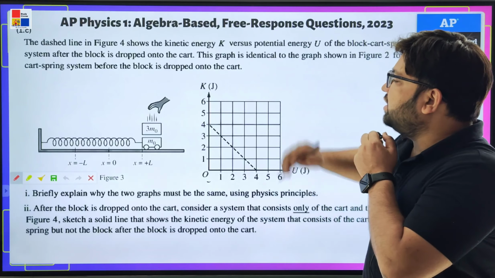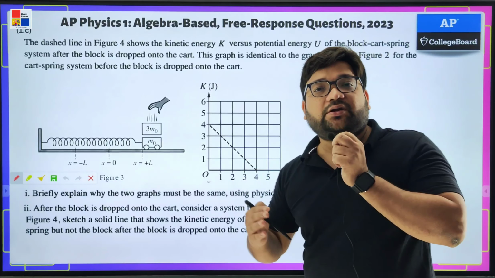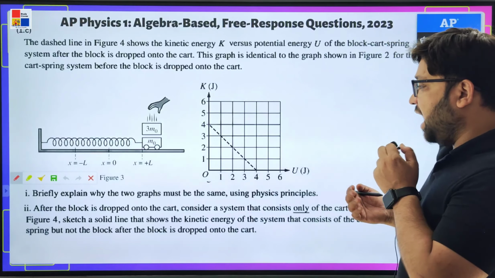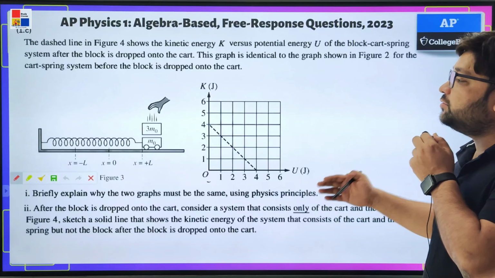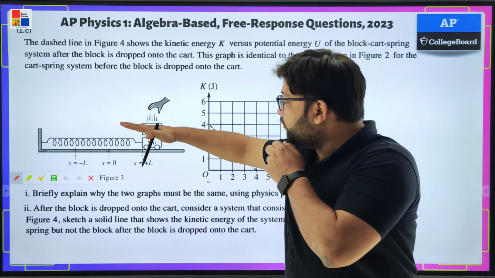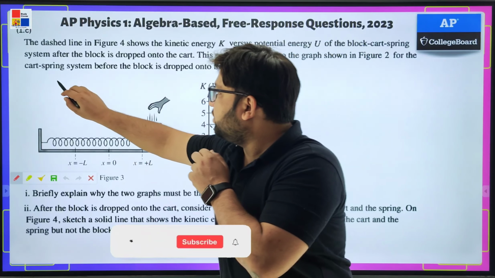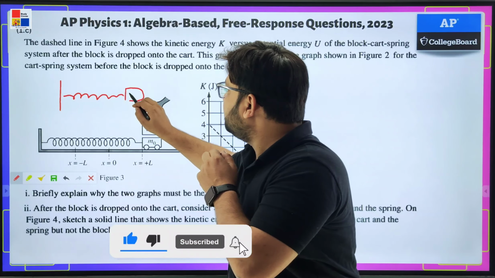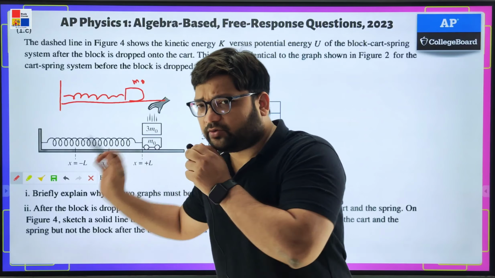The question is saying that the graph between kinetic energy and potential energy is the same as before. Why is that? Explain why the two graphs must be the same using physics principle. So, when this block was not dropped, not attached to this M naught block, it was doing SHM with this M naught mass only on the surface. There is no friction, of course.